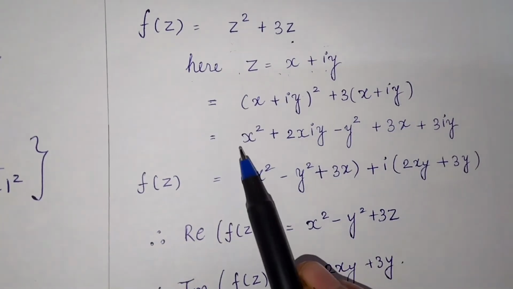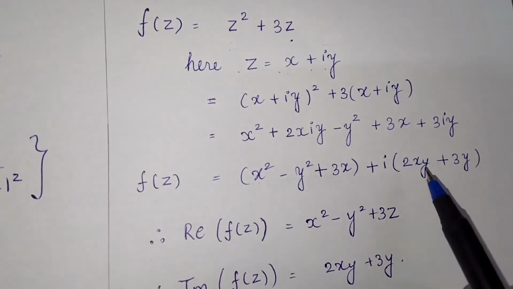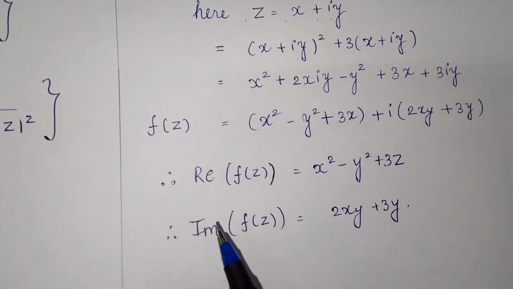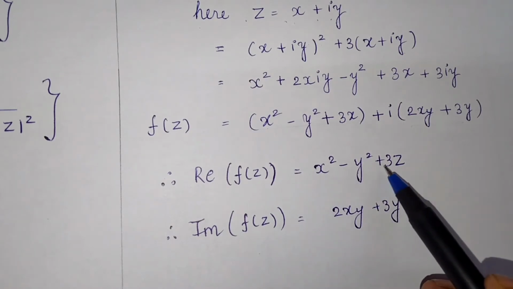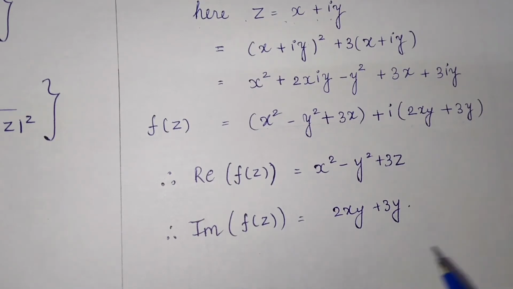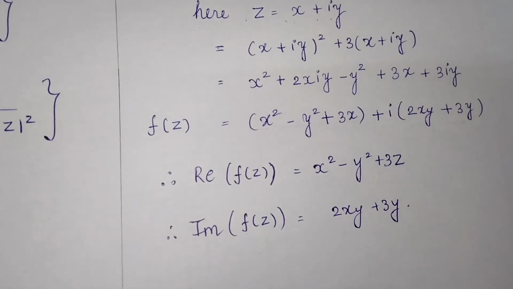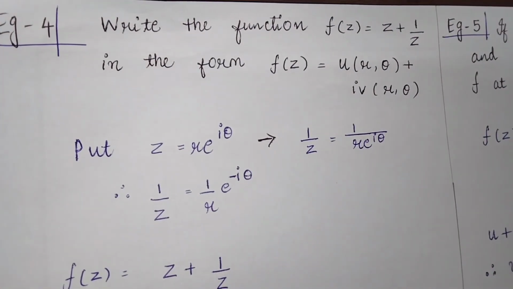Solving it further, we will get this term, and from that we will get this real part and this imaginary part. So we can say that the real part of f of z is equal to x square minus y square plus 3x, and the imaginary part is equal to 2xy plus 3y. Okay. So next example, example 4. Write the function f of z equal to z plus 1 by z in the form f of z equal to u of r comma theta plus i v of r comma theta.